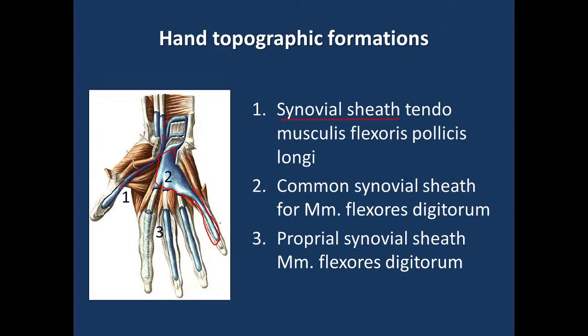digit number 5, but digits number 2, 3, and 4 have no connection with the common synovial sheath, but they have personal synovial sheaths on the anterior surface of the hand.